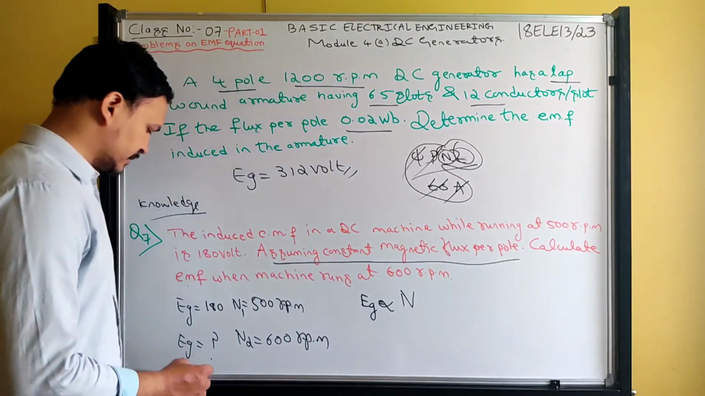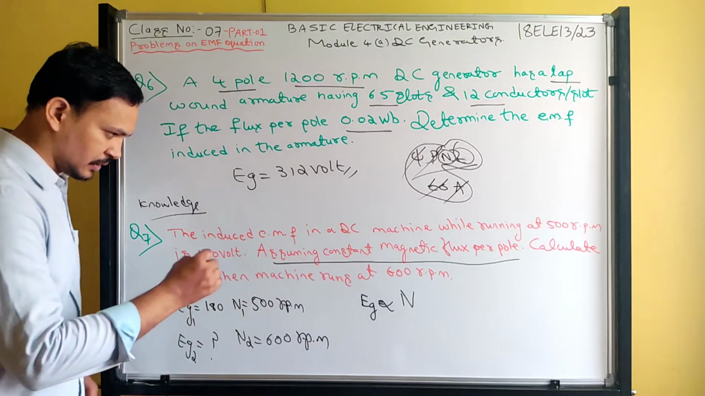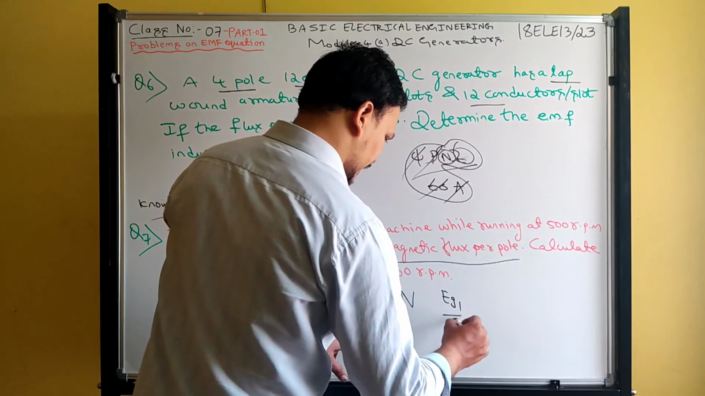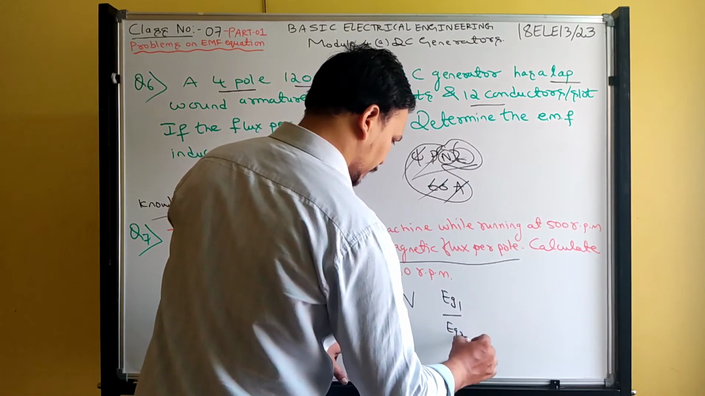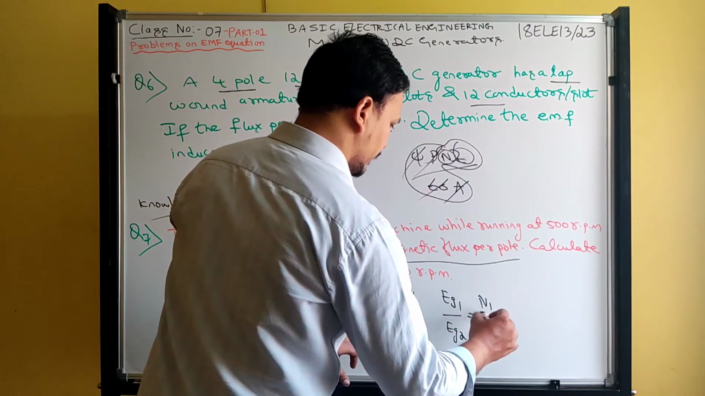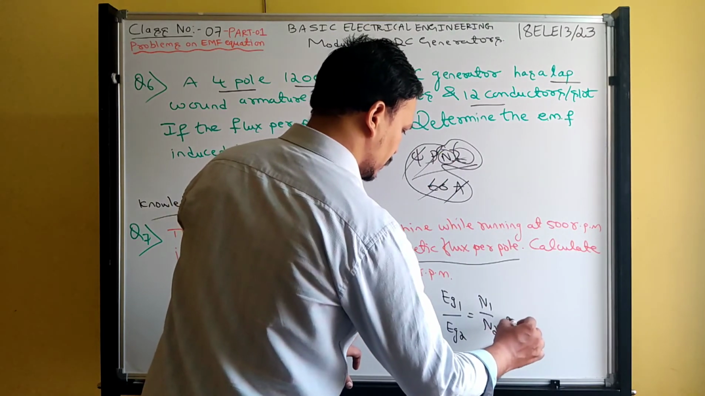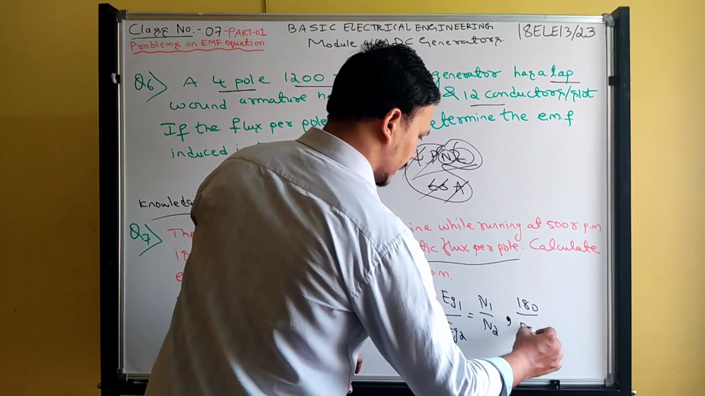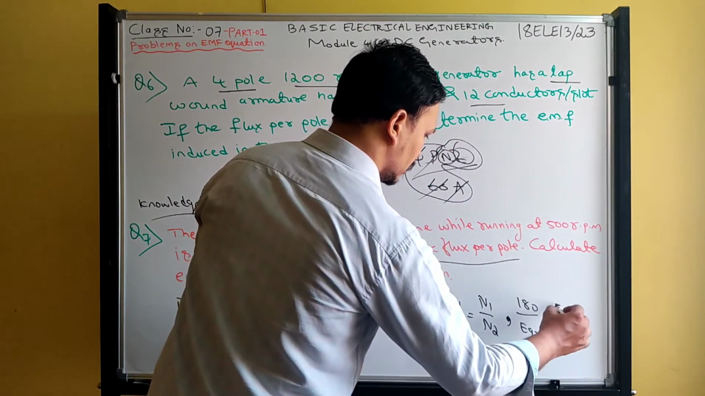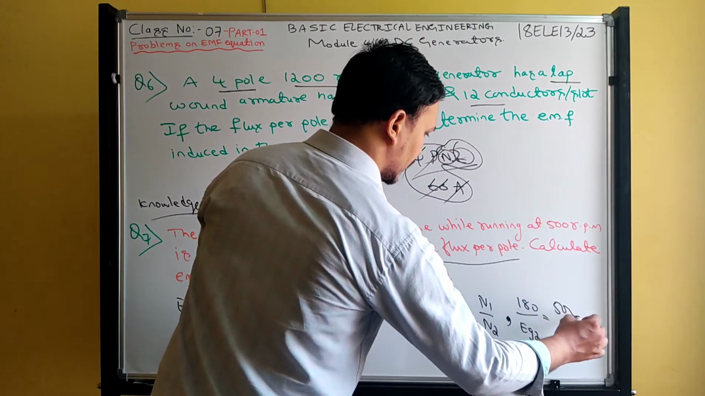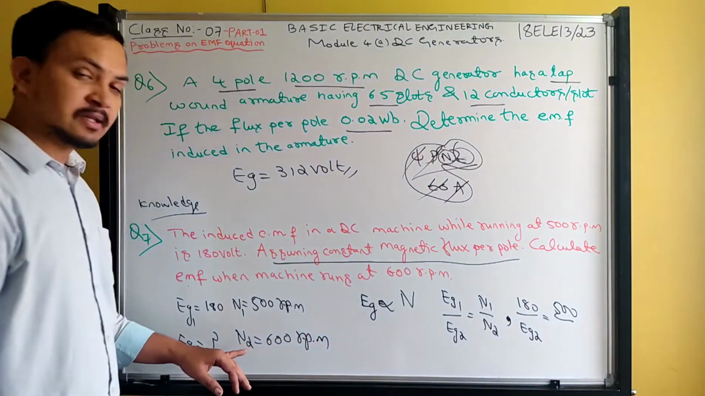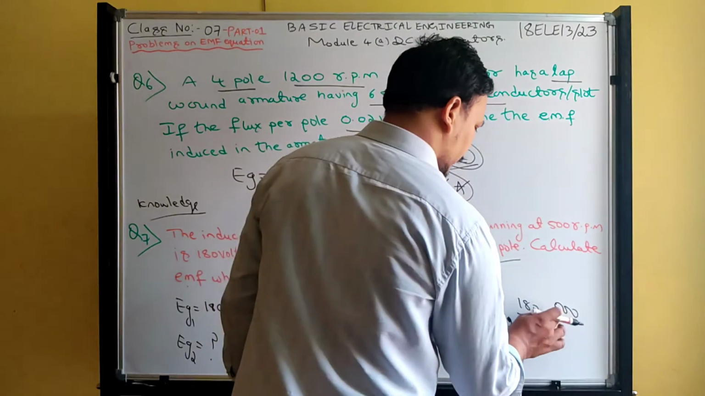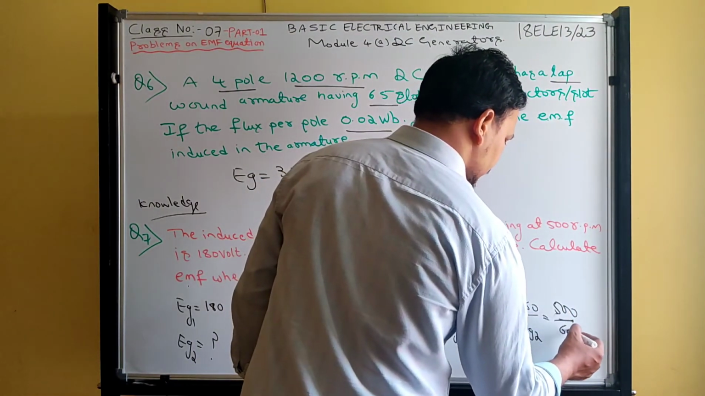So here we have two cases. This is EG1 and EG2. So you can write in this way: EG1 divided by EG2 is equal to N1 by N2. What is EG1? 180 volts. EG2 I need to calculate. What is the N1? 500 RPM. What is the speed in the second case? Now it is increased to 600 RPM. Okay. Now another speed is 600.